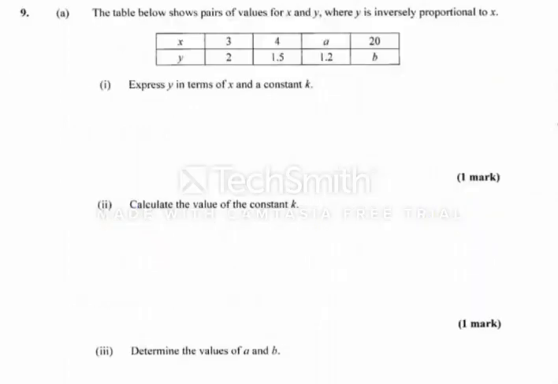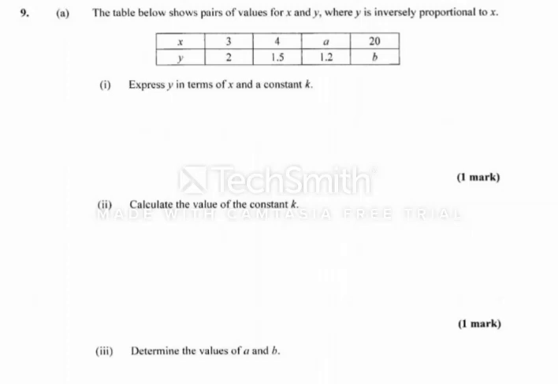Okay, let's have a look at question number 9. Question number 9 is the first question in section B of the paper. And in question number 9a, we're told that the table below shows pairs of values of x and y, where y is inversely proportional to x. I says express y in terms of x and a constant k. K is called a constant of variation.